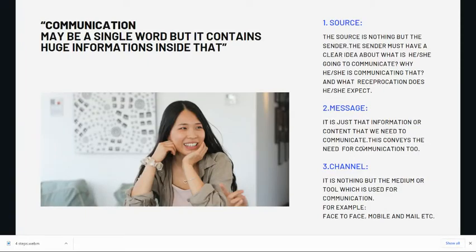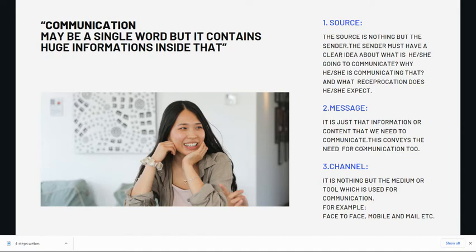What are the processes involved in communication? What are the steps or factors that influence communication? They are source, message, channel, given here. Source is nothing but the sender. The sender must have a clear idea about what he or she is going to communicate, why he or she is communicating that, and what reciprocation he or she expects.